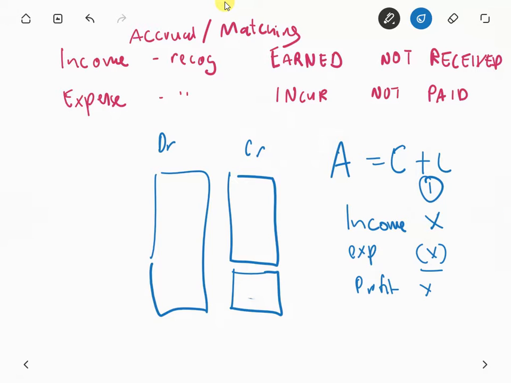Alright? That's why you have accrual, you have prepayment. What is prepayment? When you pay more. Are we going to recognize all? No, cannot. We recognize what we incur.